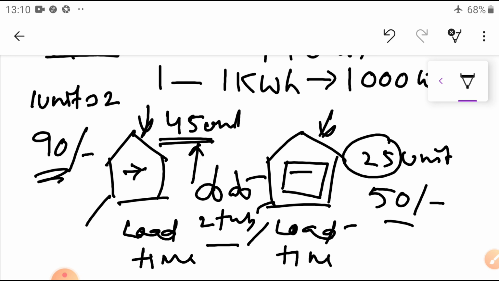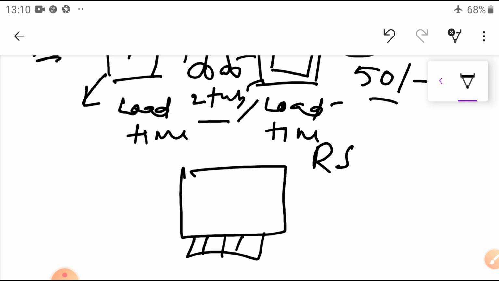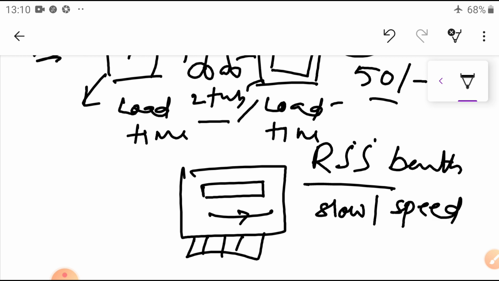So I can contact the NPDCL people, the current DISCOM people. They will check our energy meter on an RSS meter or SS bench. What is the RSS meter? Rotary substandard meter, used to calibrate our energy meter, to check whether our energy meter is rotating properly or not, whether it is running slow or fast. That can be easily identified with the help of the rotary substandard meter.